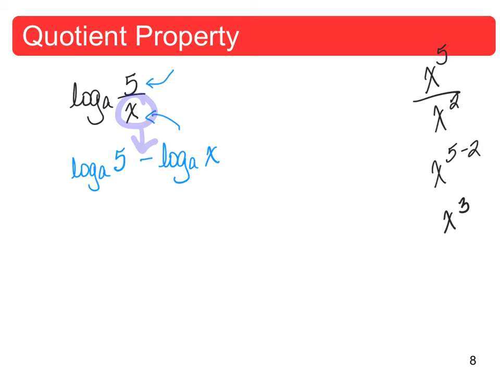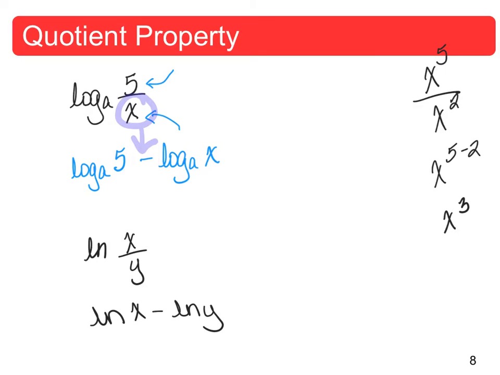Okay, so let's do a natural log one. We have the natural log of x over y. Then I have the natural log of x minus the natural log of y. That is our quotient rule.